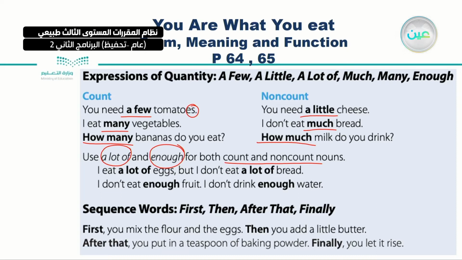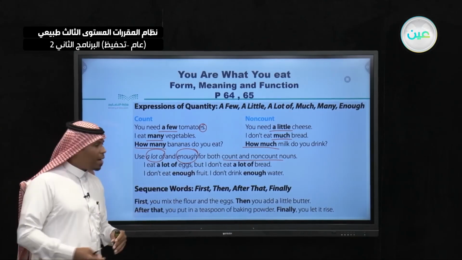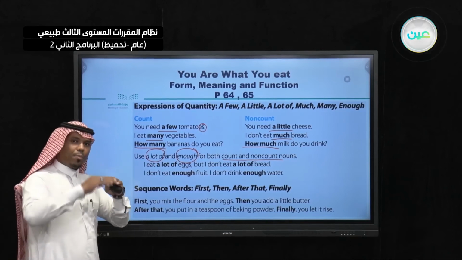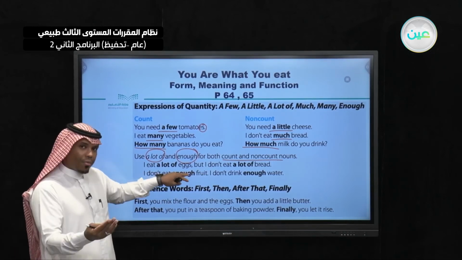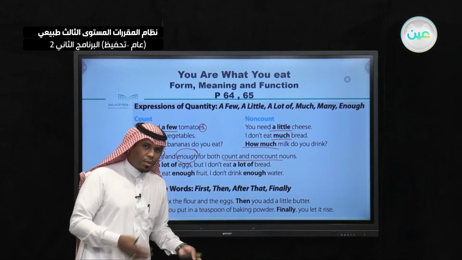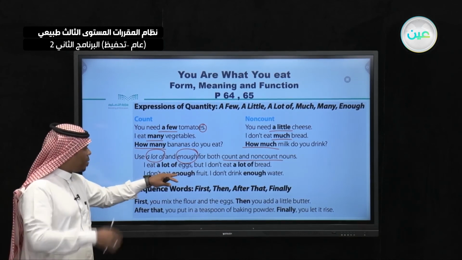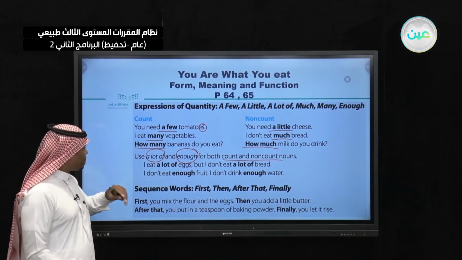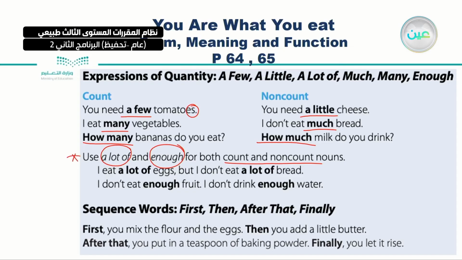I don't eat enough fruit. What does it mean enough? It means that I have, for example, the little things, the little amount of something, the least amount of something. I don't eat enough fruit. I don't drink enough water, okay? So enough here means the least amount of something. So as I said earlier, we use a lot of and enough in both countable and non-countable nouns.